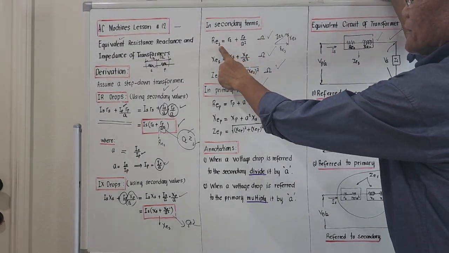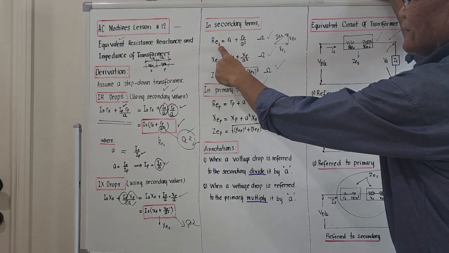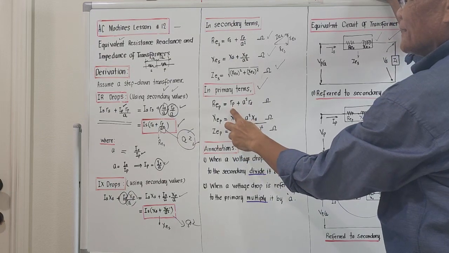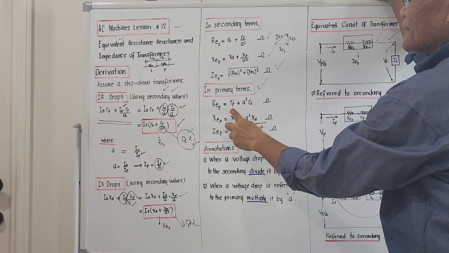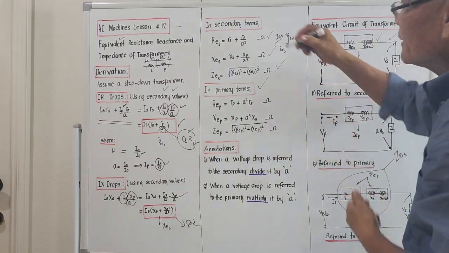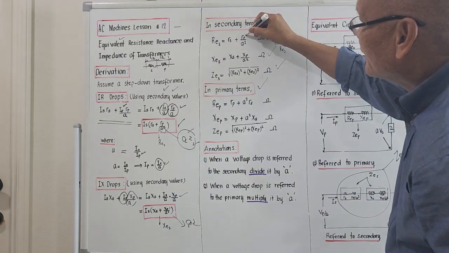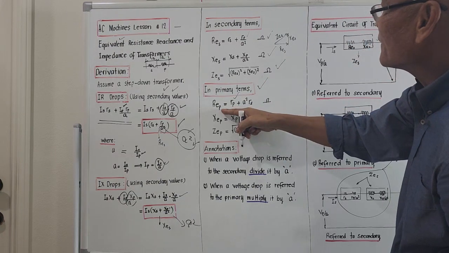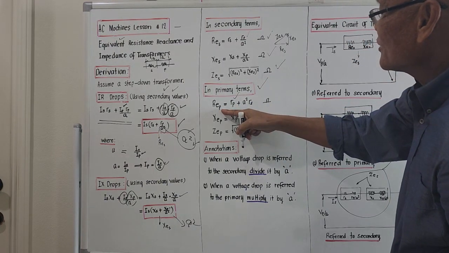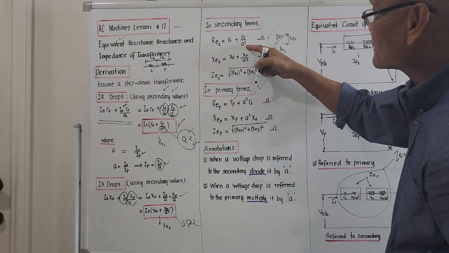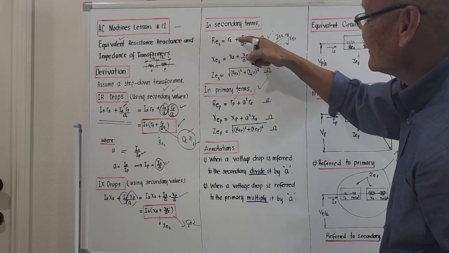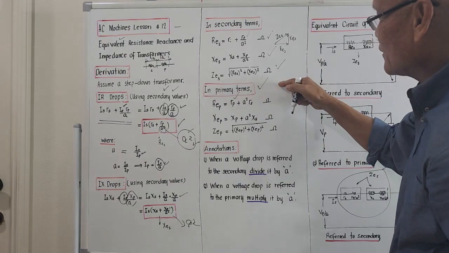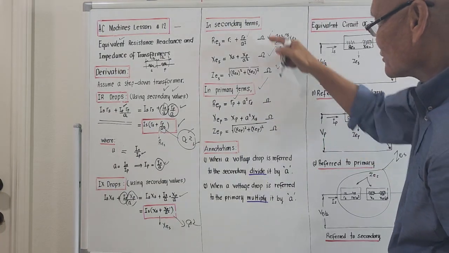If this should be primary, we change this to primary, right? We'll get this one. We are referring it to primary, right? The second value should be the product E squared times RS. You got what I mean? So actually, the second equation under primary terms emanates from the secondary.